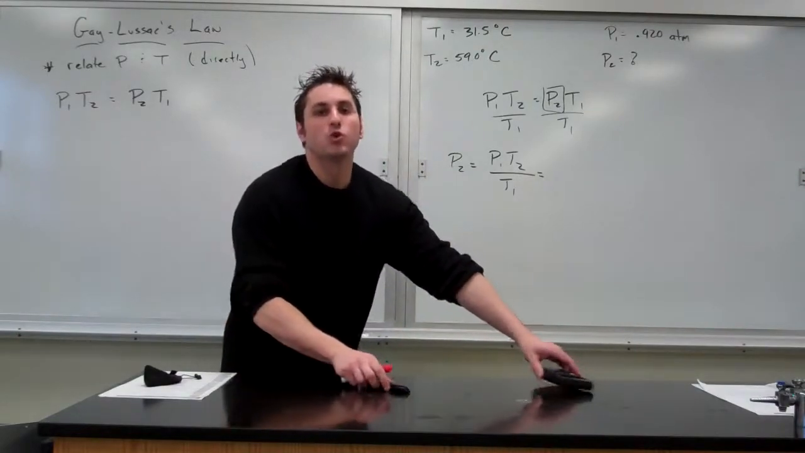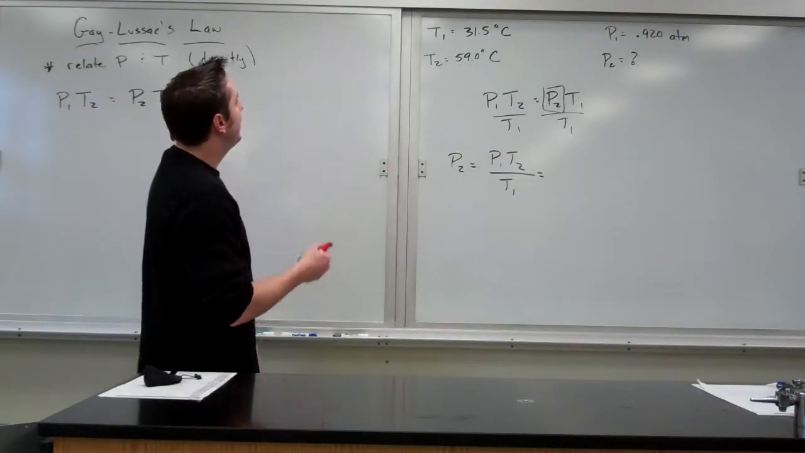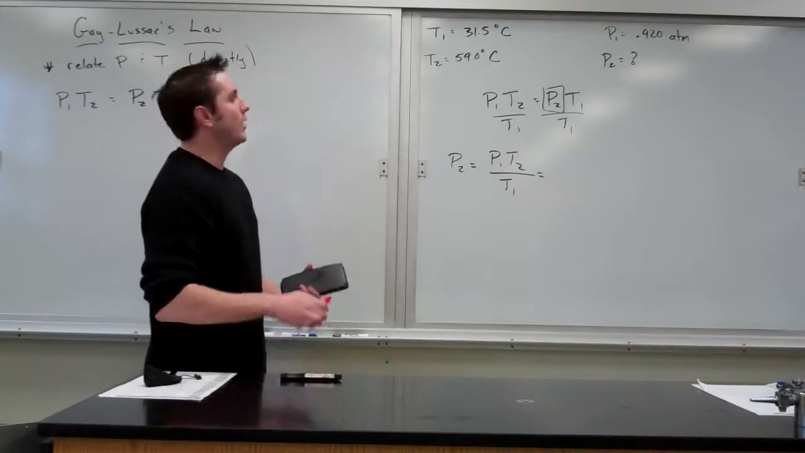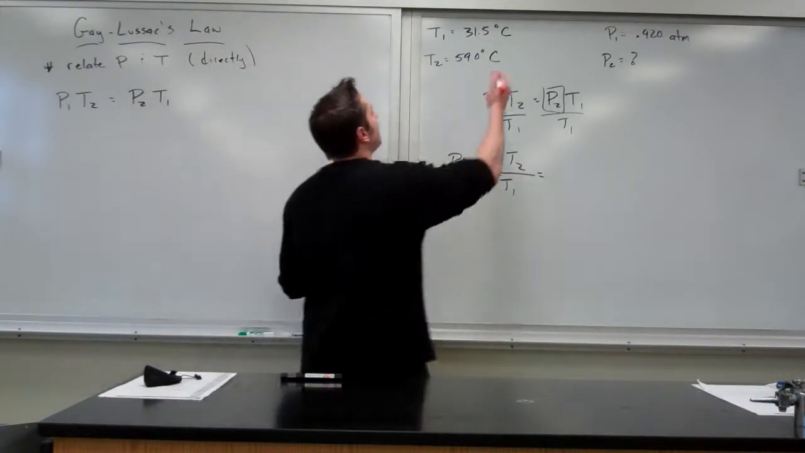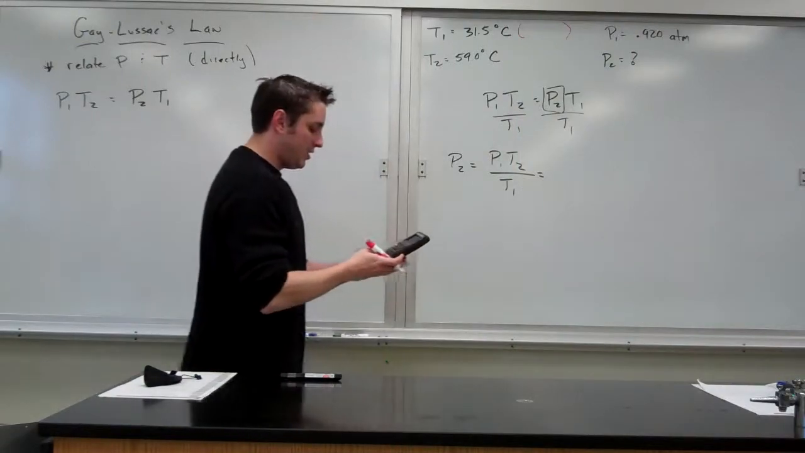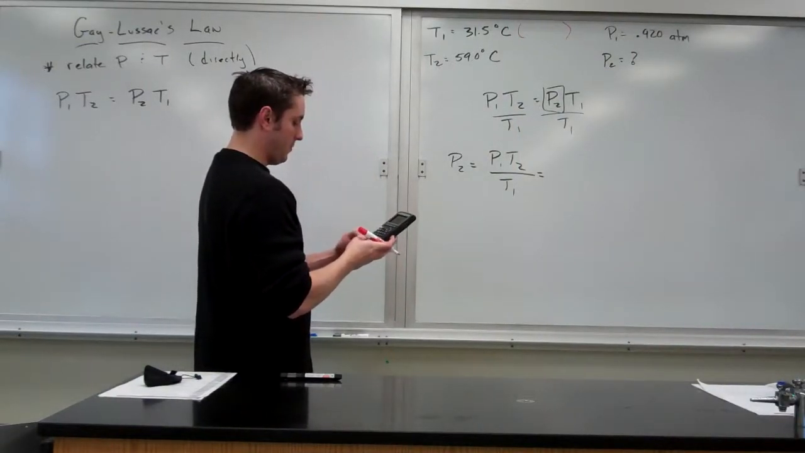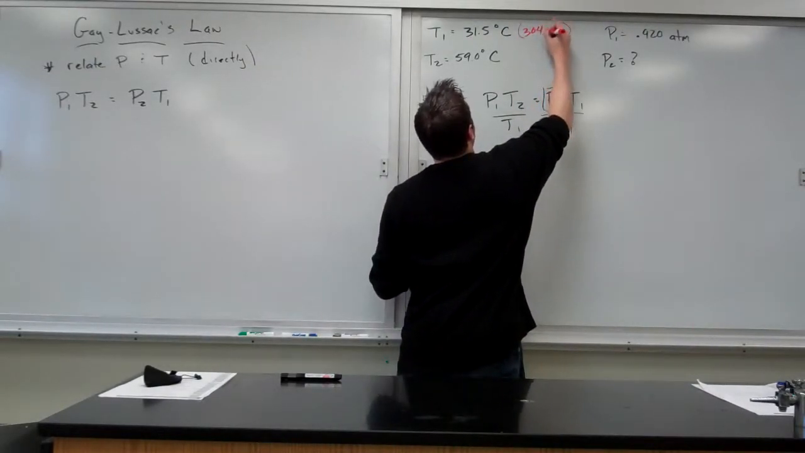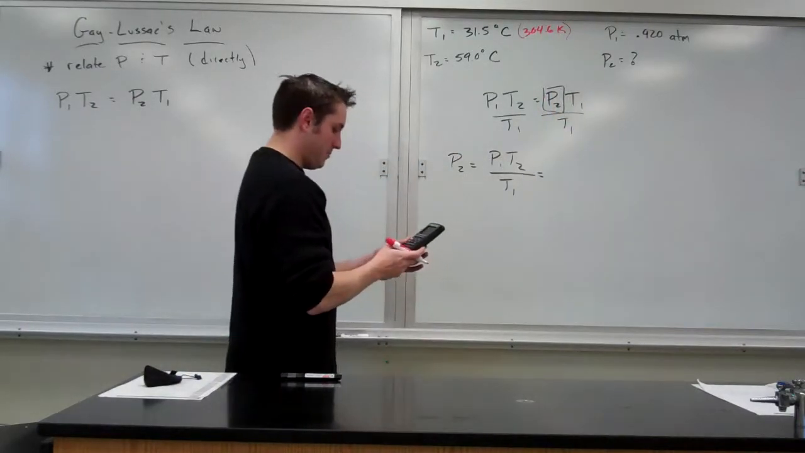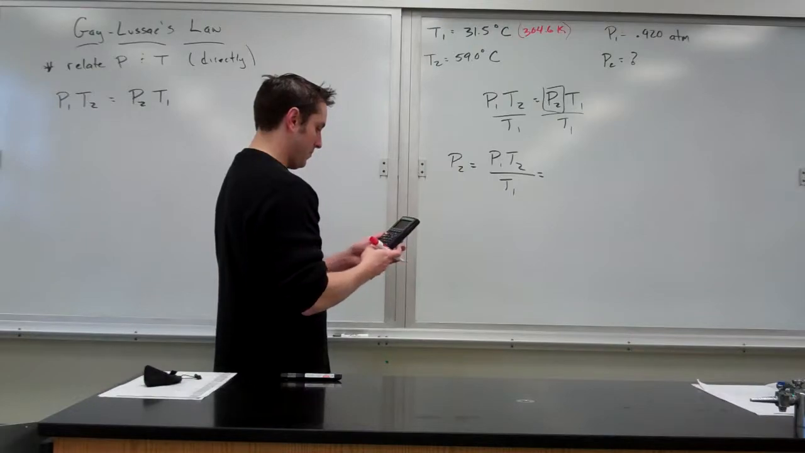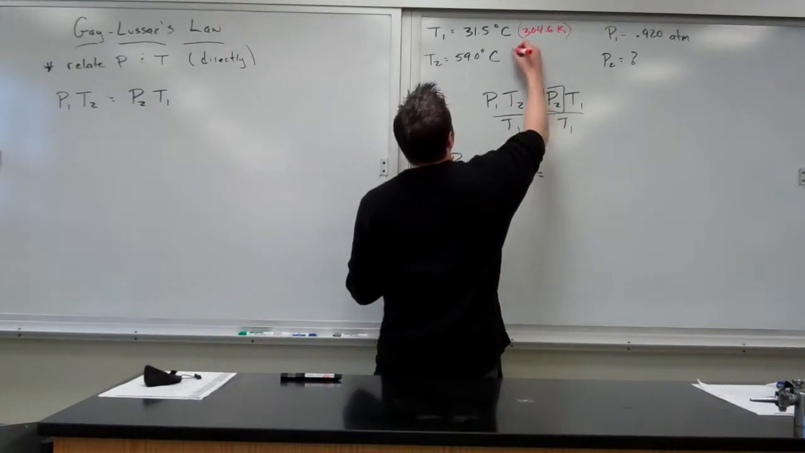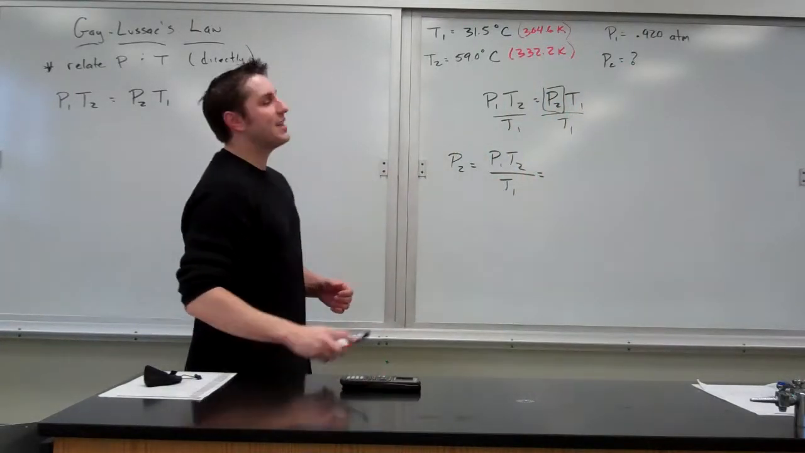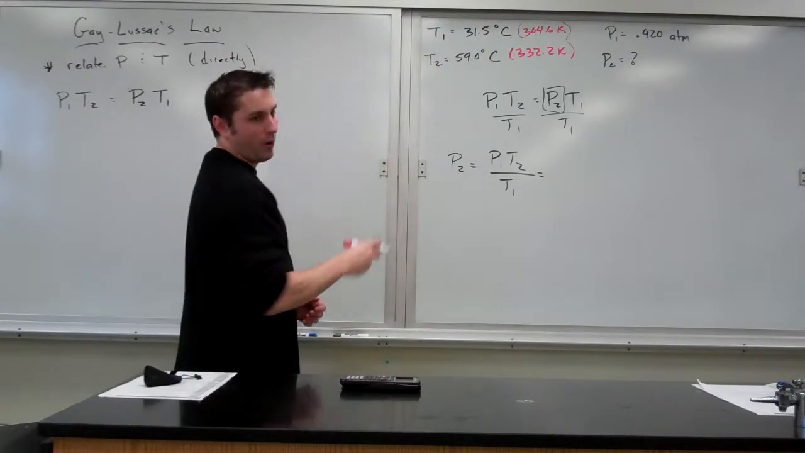Before I plug in, I have to make sure, do my units match? Is my temp in Kelvin? My units, degrees Celsius, we're okay. Are we in Kelvin? We are not. So we're going to have to add 273.15 to each of these guys. If I do that to the top one, I get 304.6 K. And the bottom one, 332.2 K. Notice these both go 1 past the decimal because those went 1 past the decimal.